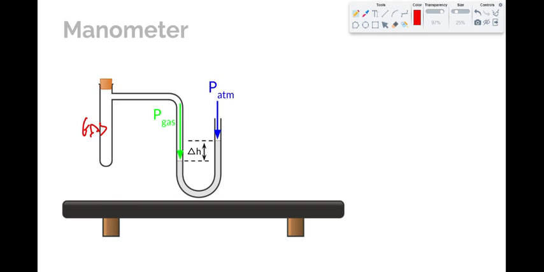But if the pressure of the gas is bigger than the pressure of the atmosphere, then the gas is going to push the mercury column over onto the right side, and you'll be able to measure the difference between these two sides in millimeters of mercury, because it's mercury in the tube. So that would mean, in this case, that the pressure of the gas is equal to the pressure of the atmosphere plus however much difference you have between the two heights, because the pressure of the gas is bigger than the atmospheric pressure.